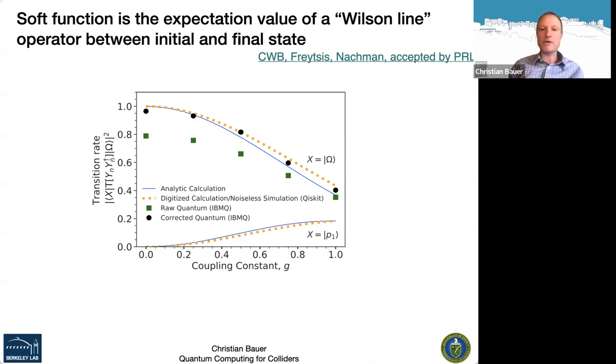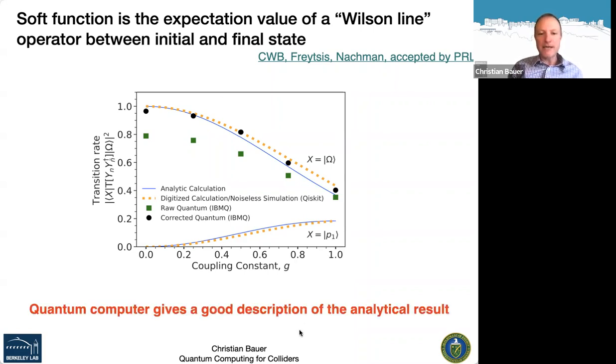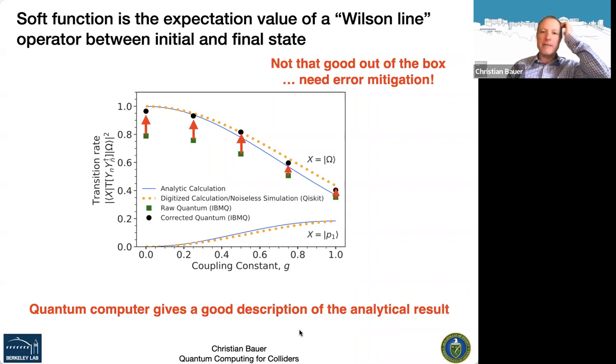I think that's something where the community has to get much better, because I'm always the first one to say that a theoretical prediction is only as good as the error bar you put on it. That means you can argue, and I would probably argue, that these points are meaningless until we can actually put error bars on them. But that's what we have at the moment. So essentially, the quantum computer gives a good description of the analytical results, but we did have to do something to move from these yellow points to the black points.